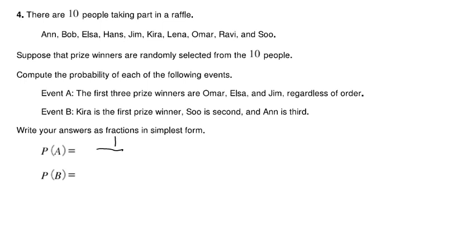Pick them. The denominator is how many ways can we pick 3 people from the 10. And again, there's no order here. So that's a combination of 10 pick 3. Show yourself that is 120. So the probability of event A is 1 over 120.